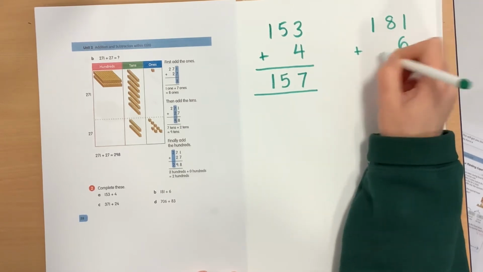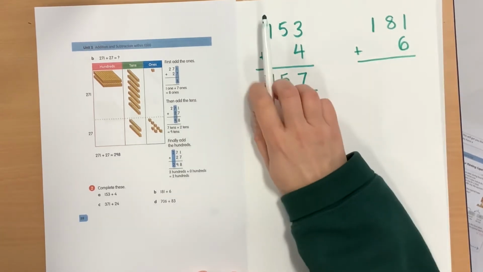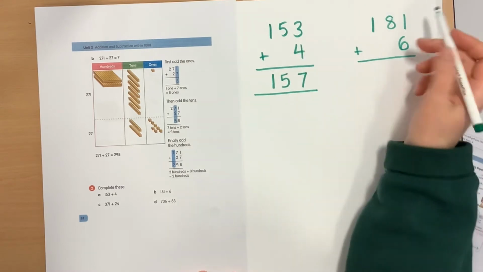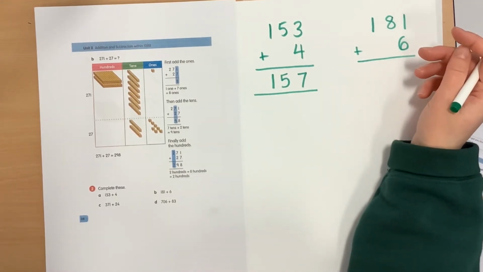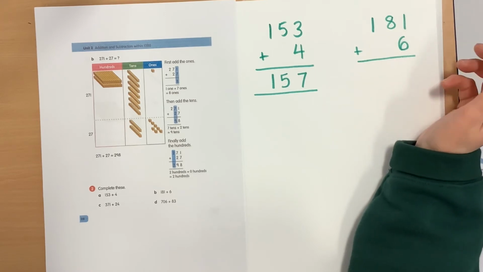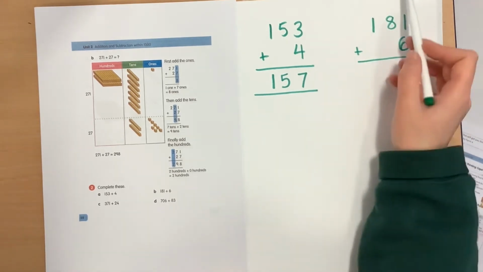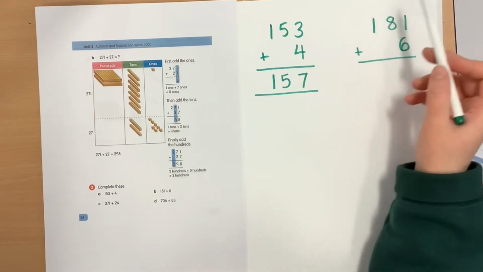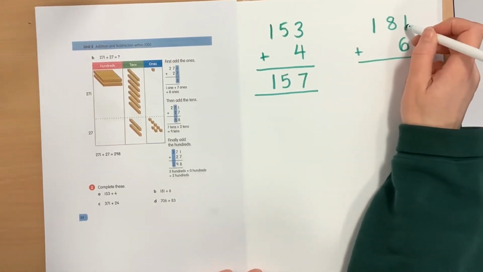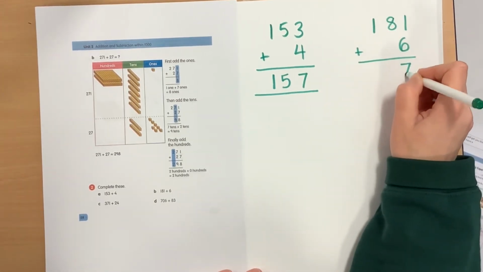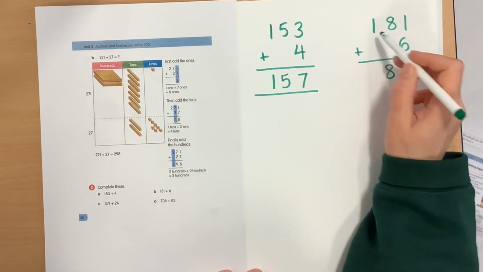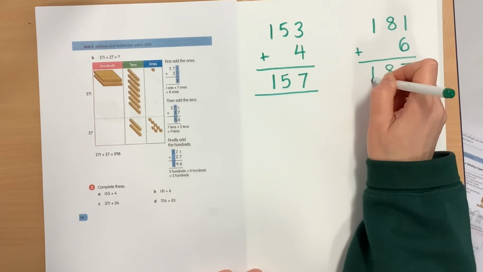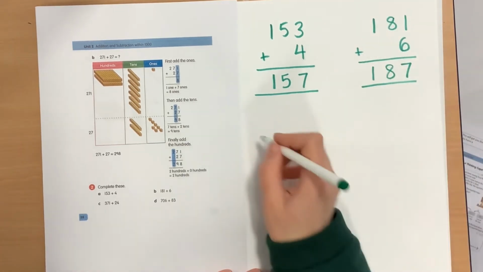B, we've got 181 add 6. Notice how I'm really carefully lining up my hundreds, tens and ones, just like we were with our place value. If you find it difficult, particularly on plain paper, you could use squares, or you could draw yourself some columns so you've got clear hundreds, tens and ones. Okay, ones. 1 one and 6 ones is 7 ones. 8 tens and 0 tens is 8 tens. 100 and no hundreds is 100, giving us 187.